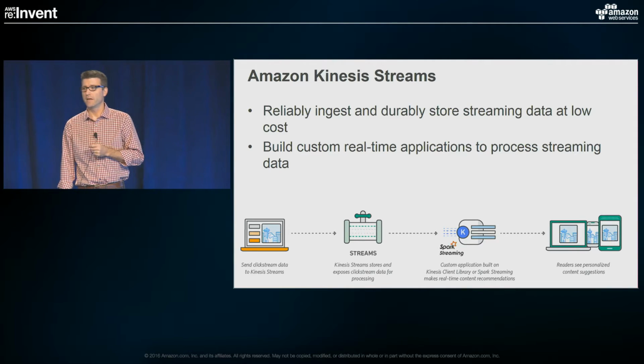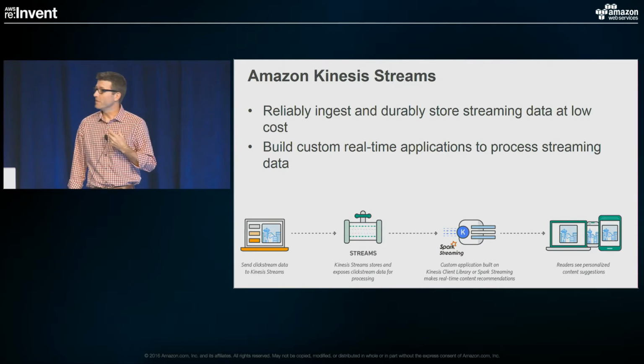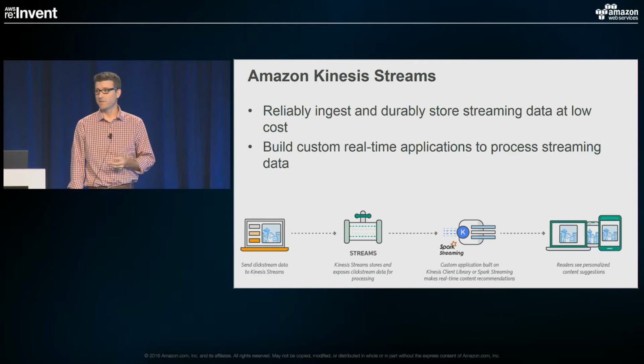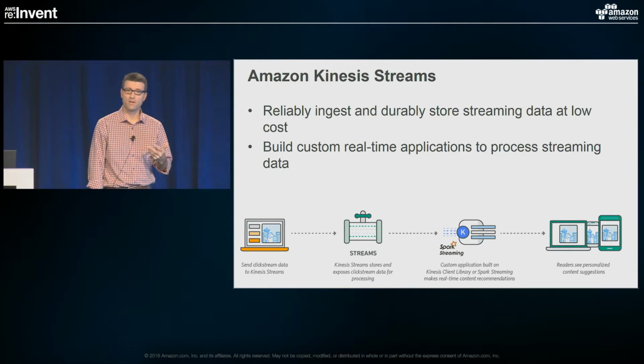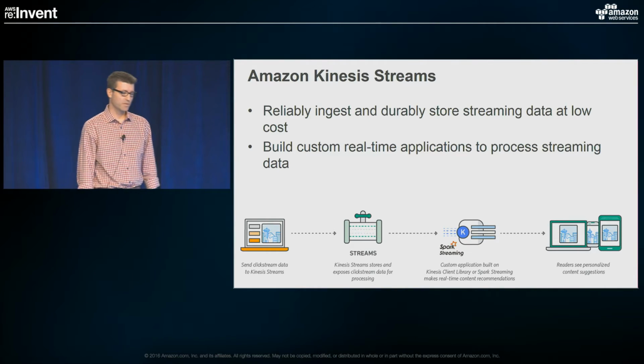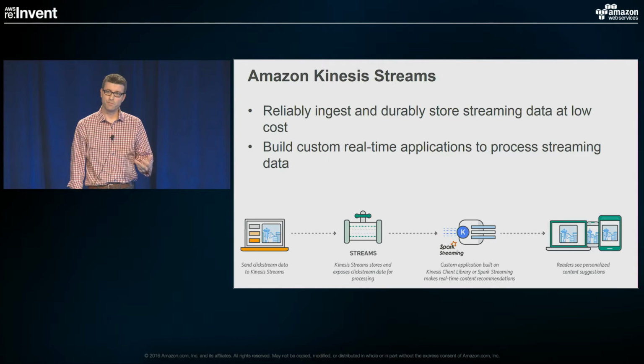We have the KPL, the Kinesis Producer Library. We have a Kinesis agent, which, as it sounds, is an agent that runs on your box and will tail log files and automatically push those records to a stream. So that's the production side. That's one way you can produce data.